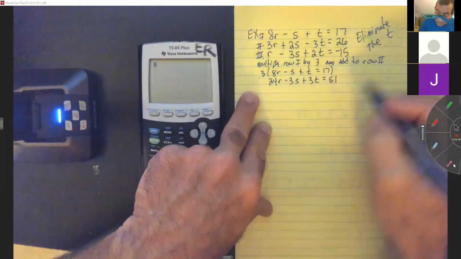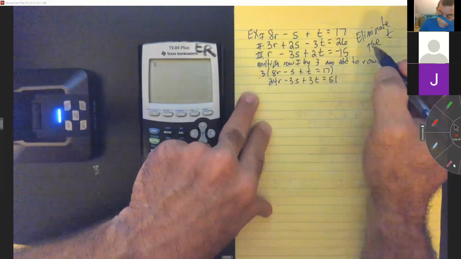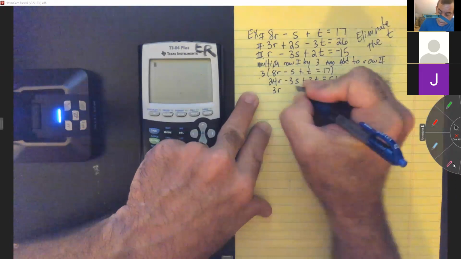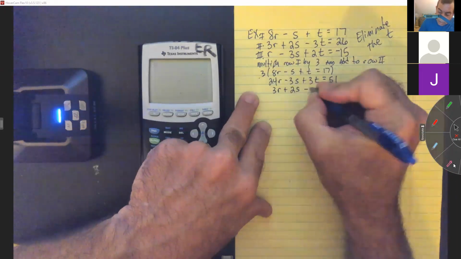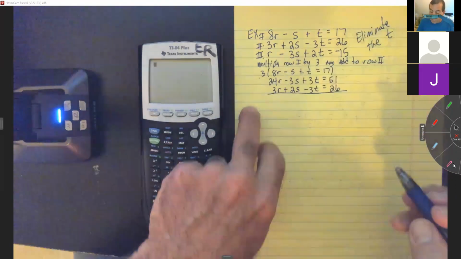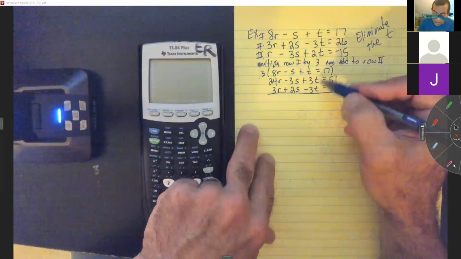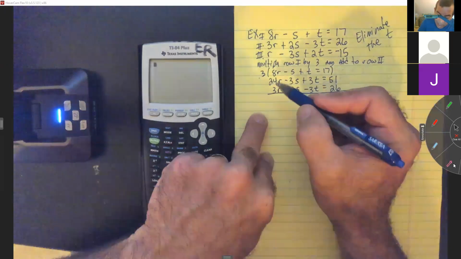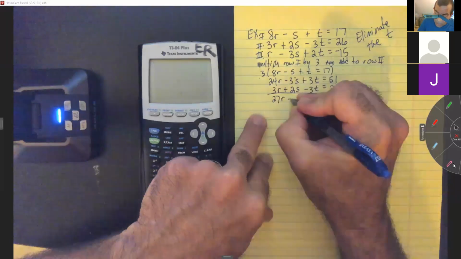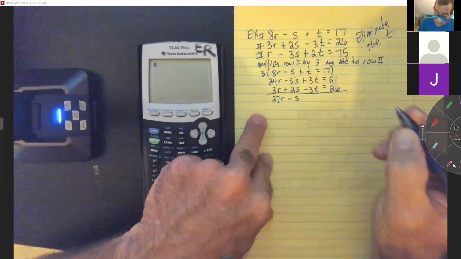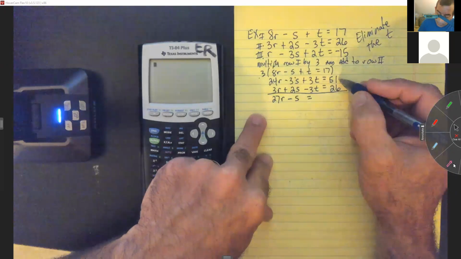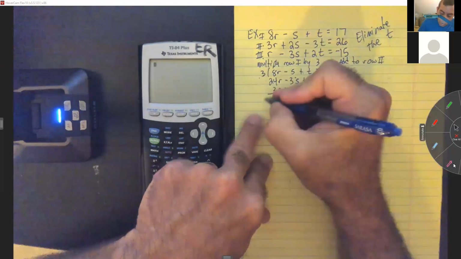And then bring in row 2, which was 3R plus 2S minus 3T equals 26. So when we add those, we should get rid of these T's. So let's see, 24 and 3 is 27R. Negative 3 and 2 is a negative 1S. The T's canceled. And this will equal, what's that, 77? So row 4 now we have.